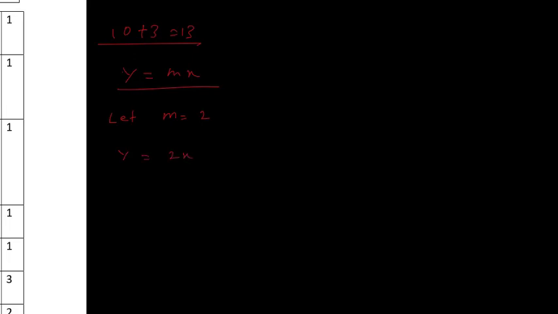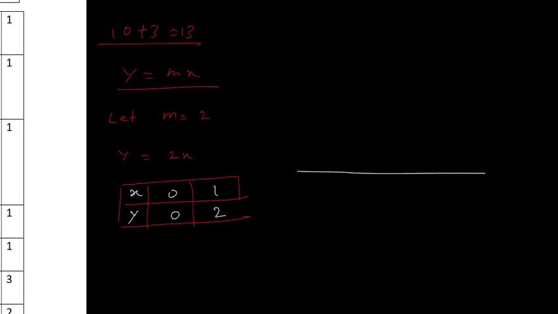Now, to plot this y equal to 2x, what will we do? We will find a few values of x and y which satisfy this equation. When I take x as 0, the value of y will also be 0. When I take x as 1, the value of y is 2, and so on. So you can take any number of solutions. Now you draw the graph.